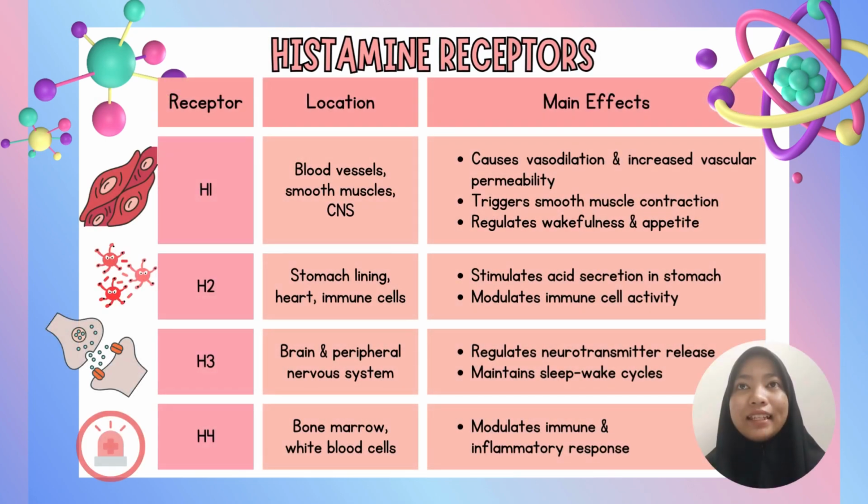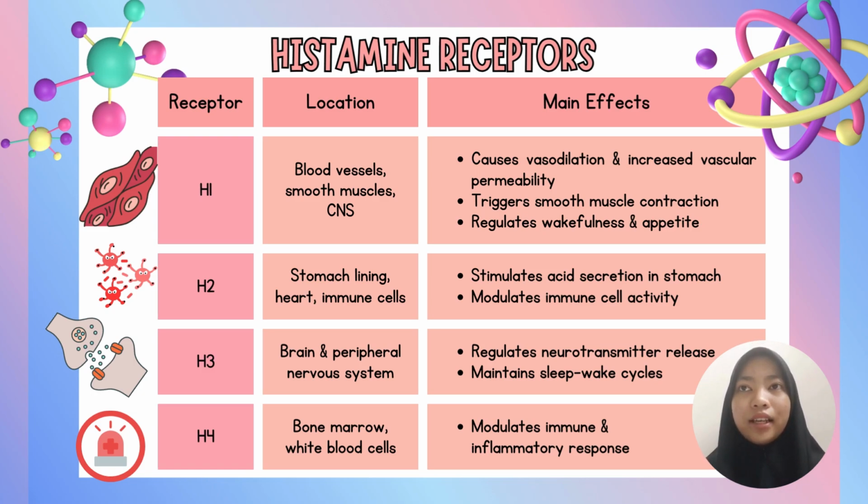Next, histamine exerts its effect by binding to 4 types of receptor, which are H1, H2, H3, and H4, as can be seen in the table above. H1 is located at the blood vessels, smooth muscle, and central nervous system, and will cause vasodilation and increased vascular permeability. It can be seen as swelling and redness. Then, it triggers smooth muscle contraction, for example, bronchoconstriction in asthma. It also regulates wakefulness and appetite in a person.